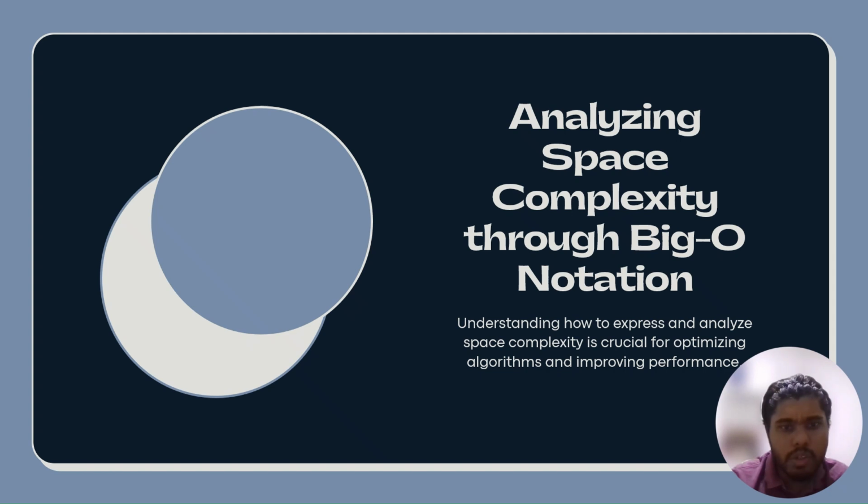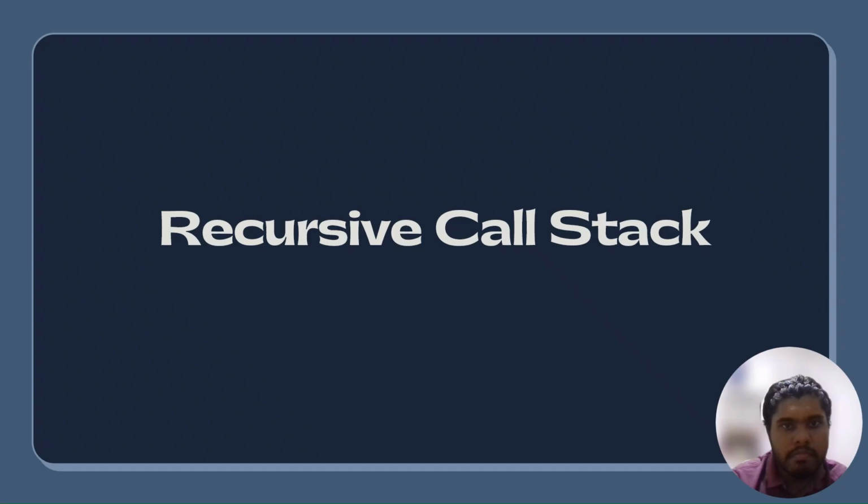Now, let's move to big O notation for space complexity. Big O helps describe how memory usage grows as input size increases. Big O notation represents the upper bound of resource usage. It ignores constants and focuses on the dominant factor affecting growth.